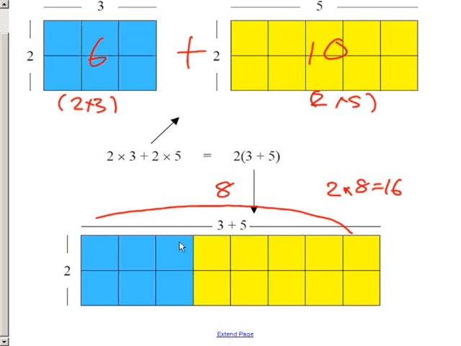So this would be doing the distributive property kind of the other way and bringing it back to the parentheses here. But again, if I start with this, then I'm going to go ahead and do 2 times 3, which is 6, 2 times 5, which is 10, and add those together to get 16. So it's just another way to look at it.